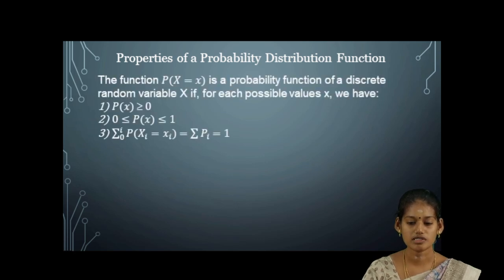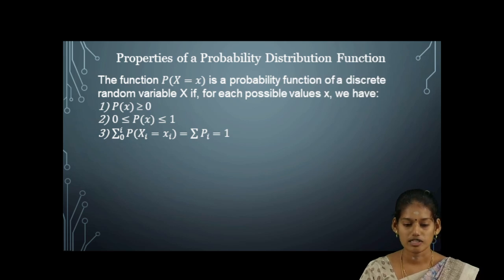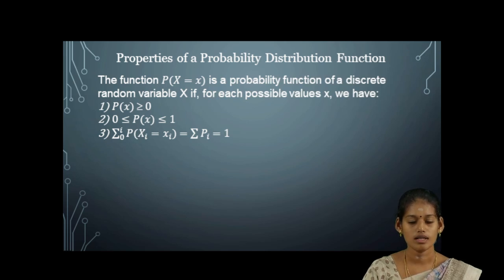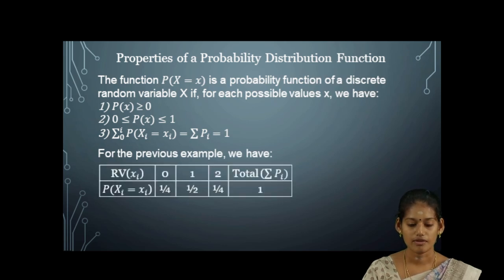The function P of x is the probability function of a discrete random variable. It satisfies the following for the possible values of x. The first point is P of x greater than or equal to 0, which means the probability function is always non-negative. We all know about it. Next, the probability value lies in the closed interval 0 to 1, that is 0 less than or equal to P of x less than or equal to 1. And the sum of all probabilities will be 1 in every experiment. By the previous example, for the random variable values 0, 1, 2 the probabilities are 1 by 4, 1 by 2, 1 by 4, and the total is 1.